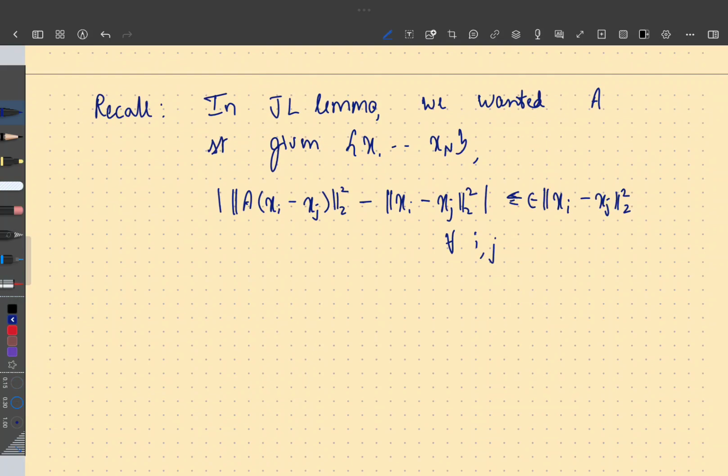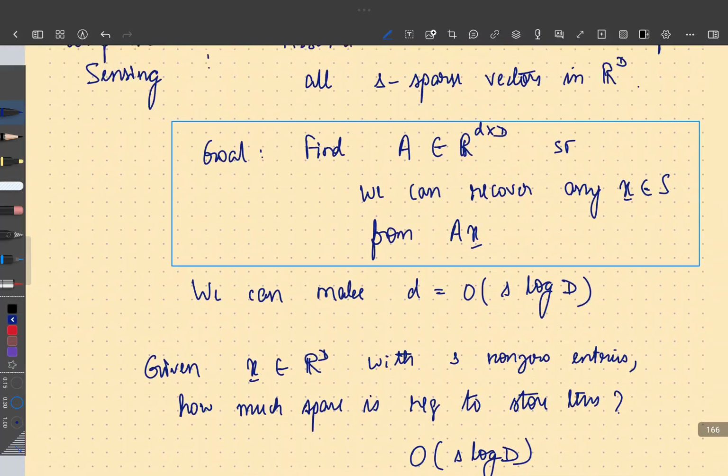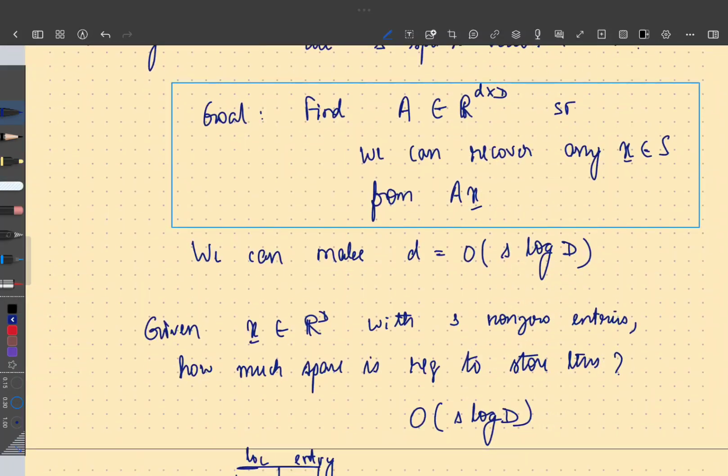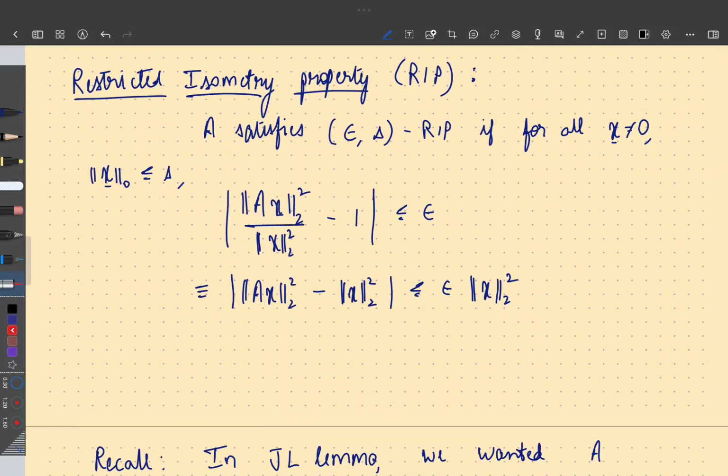But okay, so that aside, how does this help? Our requirement is that we want perfect recovery of x from A times x, correct? And this RIP only says that the norm is approximately preserved even after a linear transformation.